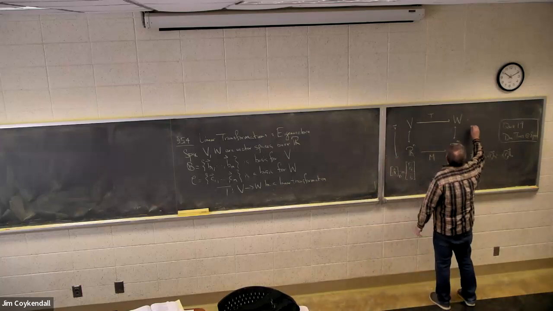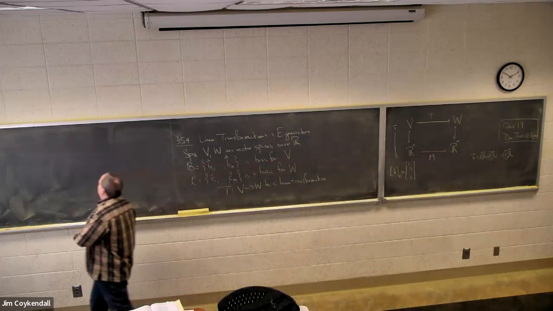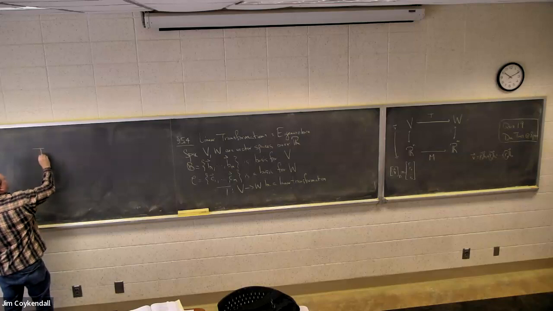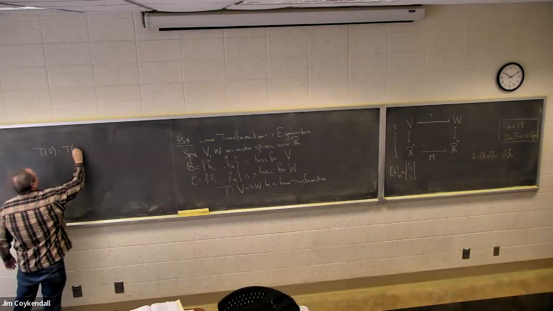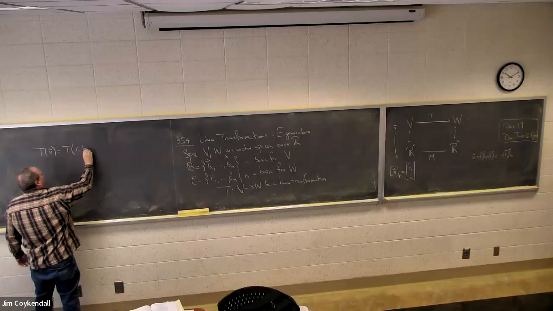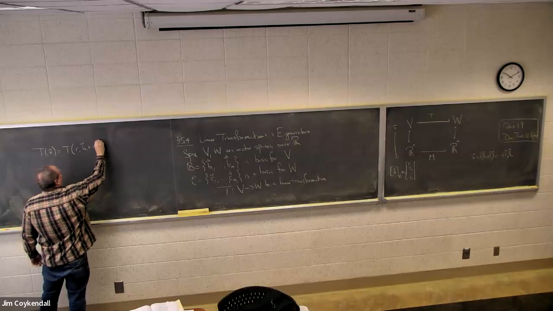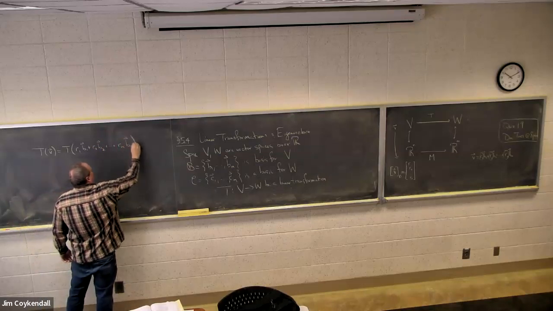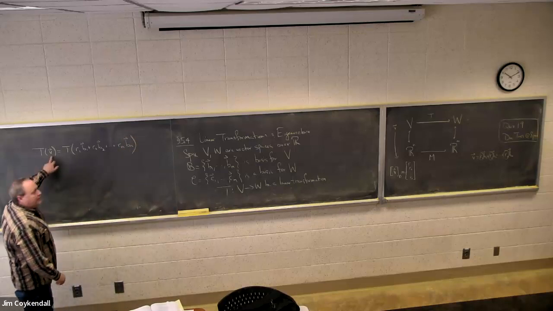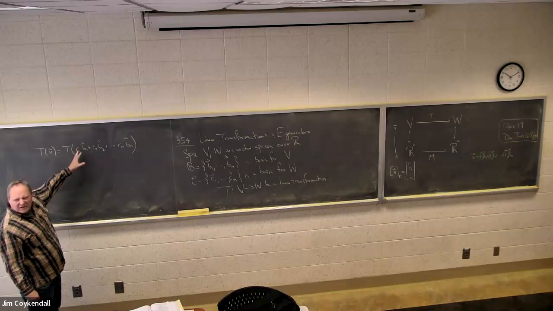And how do I decide where to go with this? Well, notice that T of v is the same thing as T of r1 v1 plus and so on, right, because that's what v is. And this is a linear transformation, so I can pick this apart for you.